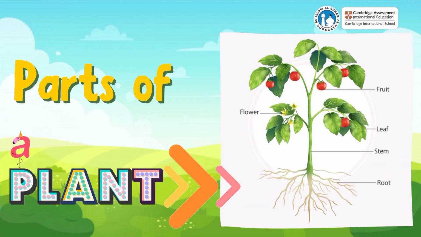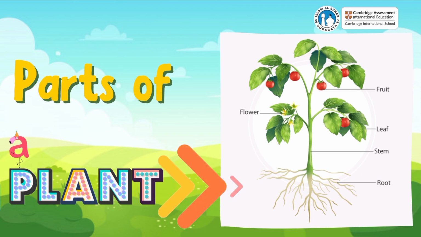Okay, now let's get into the topic. First is about parts of a plant. Here are parts of a plant. Starts from the root, then the stem. After that is the leaf, and continue by the flower. And the last is the fruit. Inside the fruit, we can find the seed.